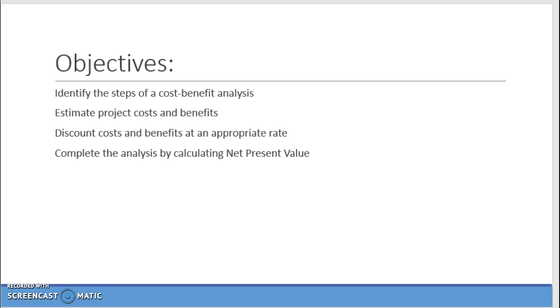The goal of this presentation is to explain the following. The first objective is to identify the steps of cost-benefit analysis. The second objective is to estimate the costs involved with EHR adoption and describe the project's inflows and outflows. The third objective is to show how to discount costs and benefits at an appropriate rate. And finally, we want to complete an analysis by calculating net present value.